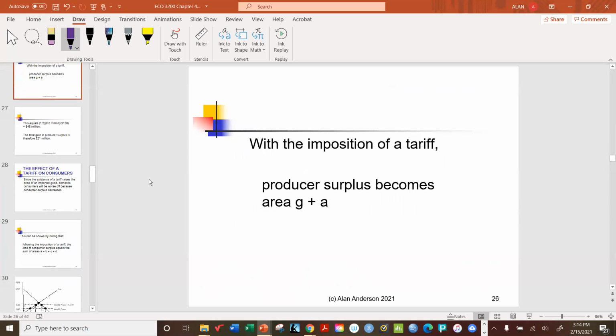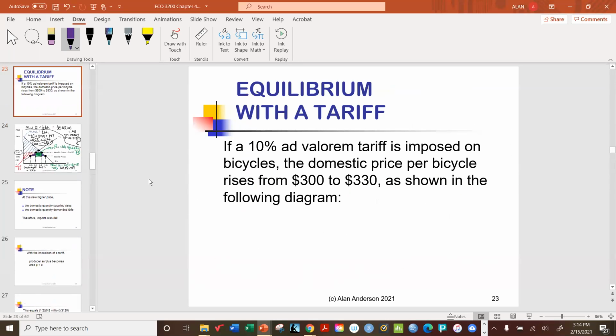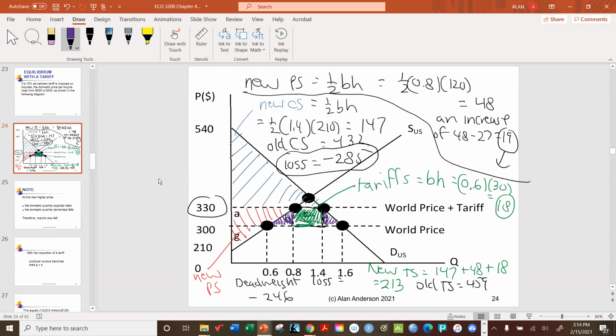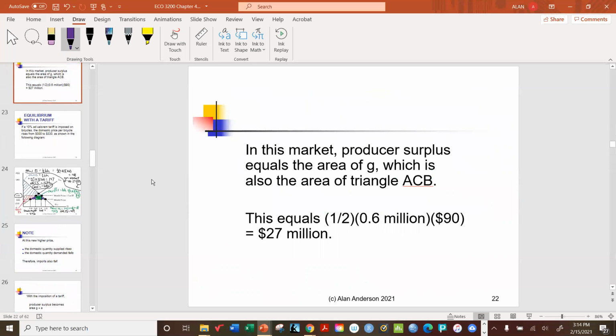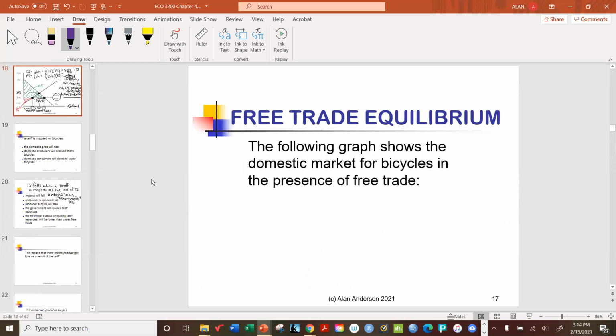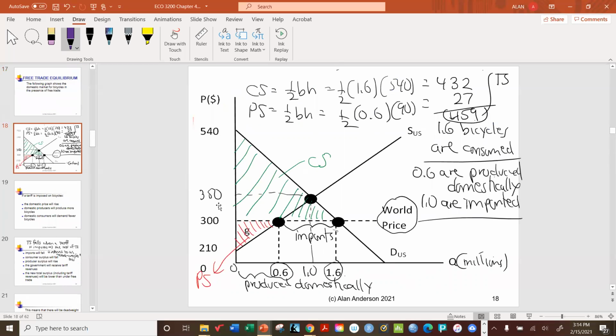Something's not right. Let me see something. I think there's a mistake in here somewhere. Let me just check something out here. We had 1/2 base times height. Oh, you know what? This one, there's a mistake on this page. I just noticed it. Let me just fix this real fast. I knew something was wrong.